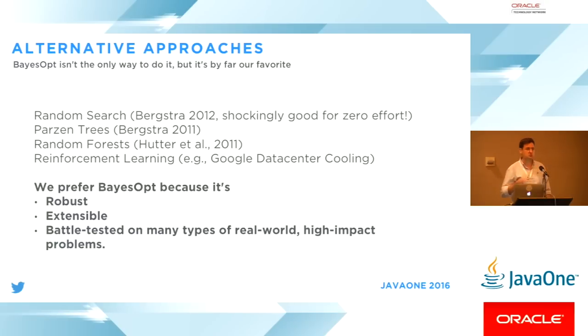But in this regime of 5 to 50 dimensions, you maybe want some smarts, and there are some alternative approaches. Here's a couple listed: reinforcement learning, random forest, parsing trees. These are technologies to be aware of. We prefer BayesOpt because it's robust. We have a really robust code base that does this.